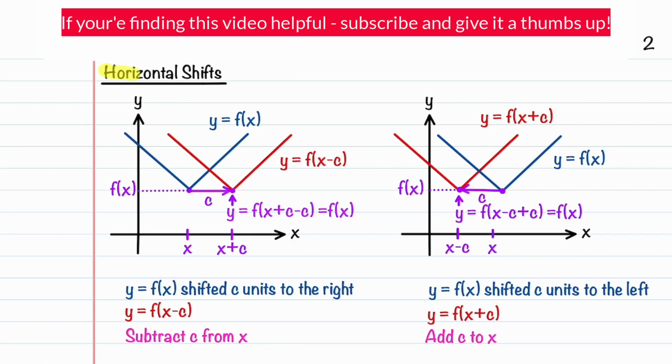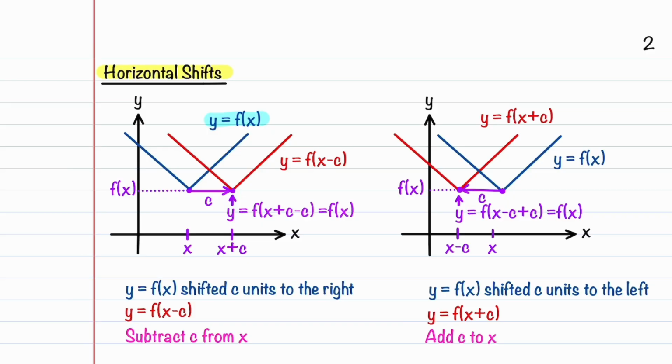Let's now talk about horizontal shifts. Horizontal shifts occur when we add or subtract inside the function. Our original function is y is equal to f of x, and looks like this. f of x minus c shifts our graph to the right by c units. When the graph shifts to the right, we just subtract c units from x.